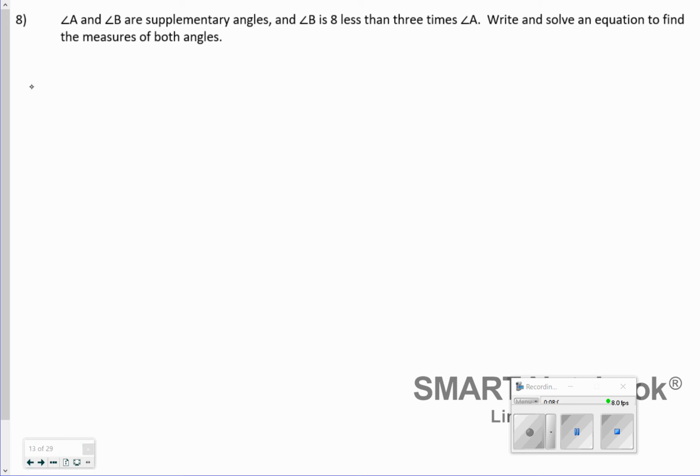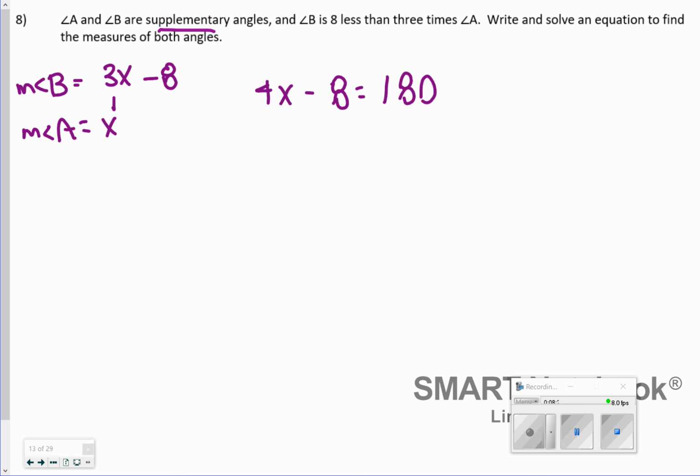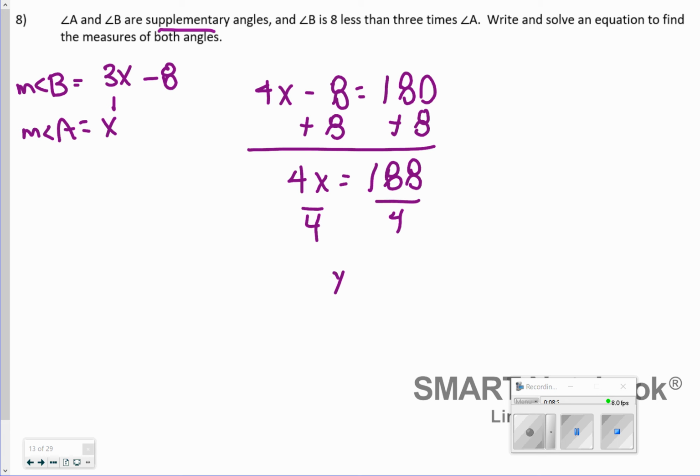This time it says angle B is 8 less than 3 times angle A. So we can just say maybe the measure of angle A is x this time, but the measure of angle B would be 3x minus 8. And since these are supplementary, when I add these two together, they should be equal to 180. I know 3x and x makes 4x, so 4x minus 8 equals 180. I just put those like terms together to speed along the process here. Now I'm going to go ahead and get x by itself. First thing I'm going to do with that is add 8 to both sides, so I get 4x is equal to 188, and then divide both sides by 4. I get x is equal to 47.